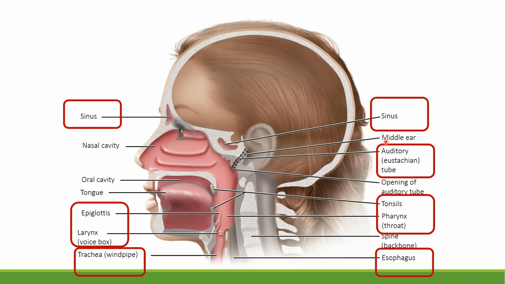And then I will just briefly mention here back at the top, this isn't really following the airflow, but another area of concern is this auditory or Eustachian tube here that runs along the inner ear here, and that's important as well. As we've learned, that's an area that can get infected.